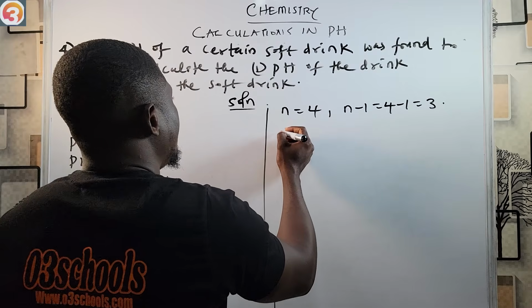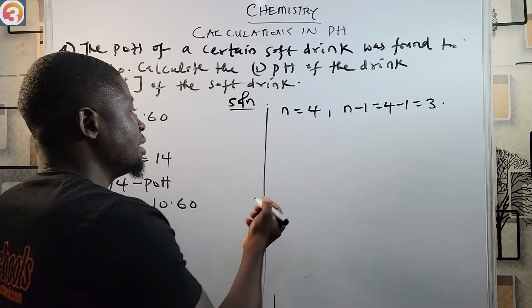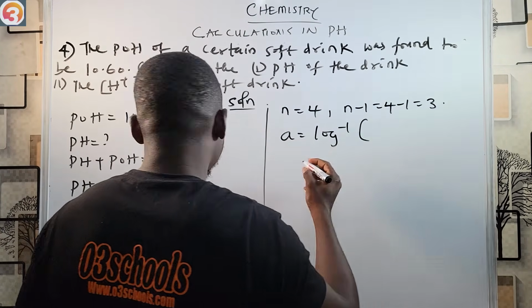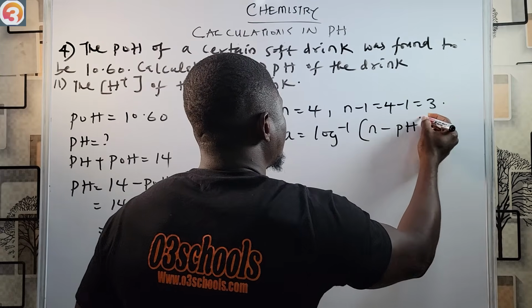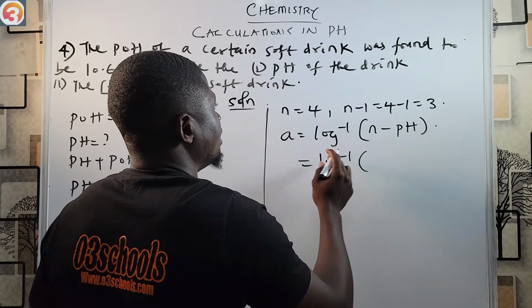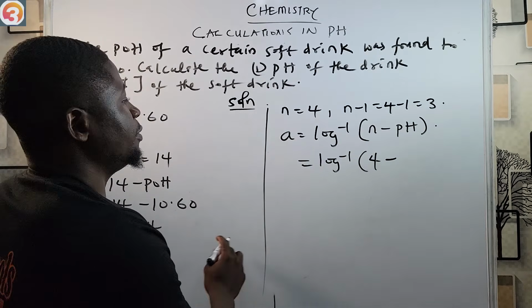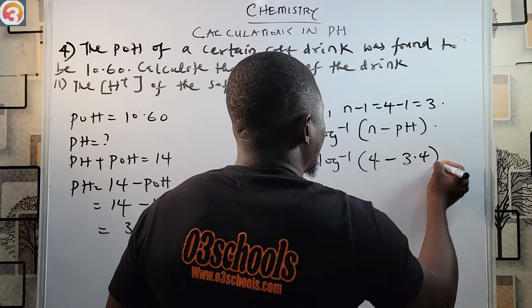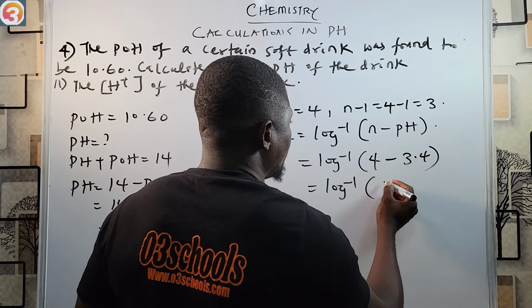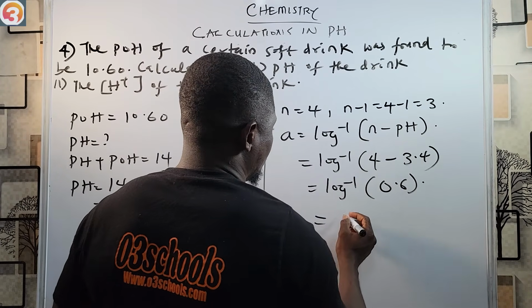Then we need to look for A, isn't it? So A is the log inverse of N minus pH. N is 4 minus the pH, which is 3.4. All right, so I'm going to have log inverse of 4 minus 3.4, which is 0.6. Log inverse of 0.6 is, of course, equal to 4.